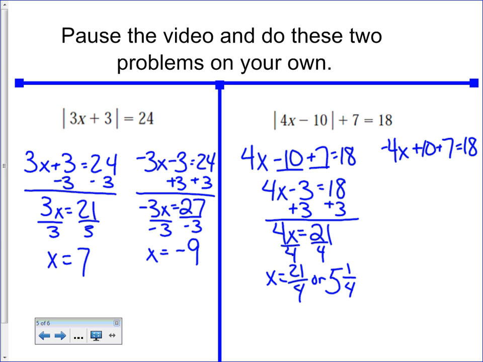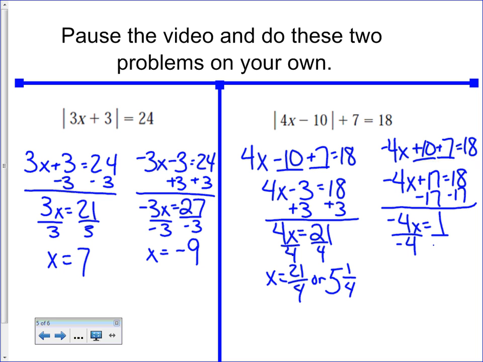Second one, they're adding 10 and adding 7, so it's negative 4x plus 17 equals 18. Subtract 17 from both sides. Negative 4x equals 1. Divide both sides by our negative 4. X equals a negative 1/4.